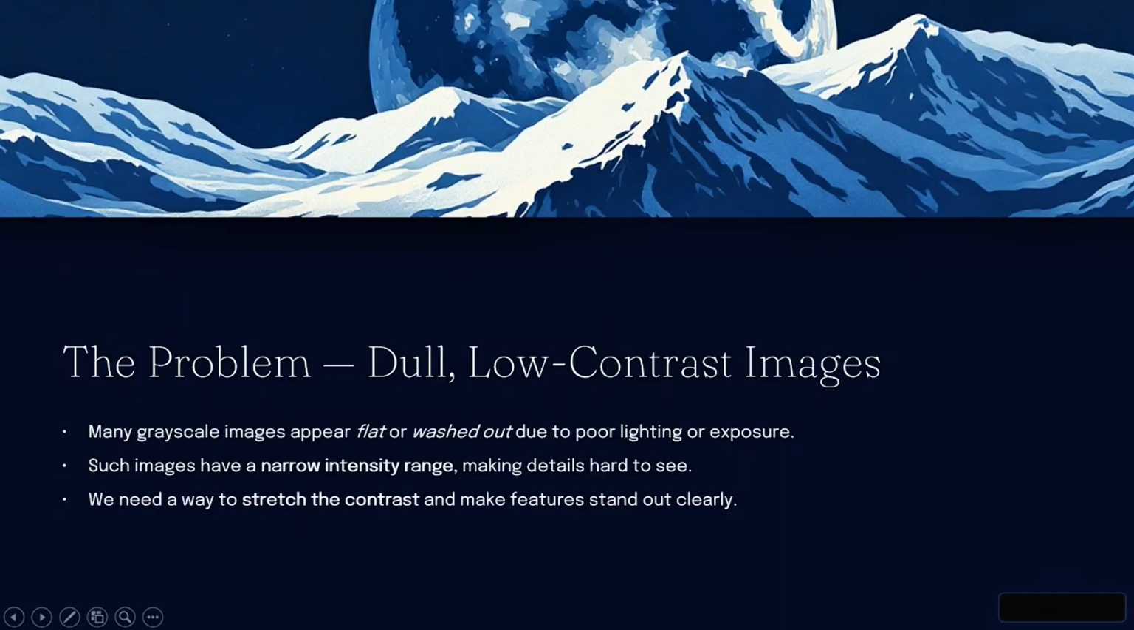For example, an underexposed grayscale image may have most of its pixel values between 60 and 150, which severely limits the contrast. Our objective is to stretch this limited range so the full brightness scale is better utilized, producing a more balanced and dynamic image that feels natural and visually appealing.